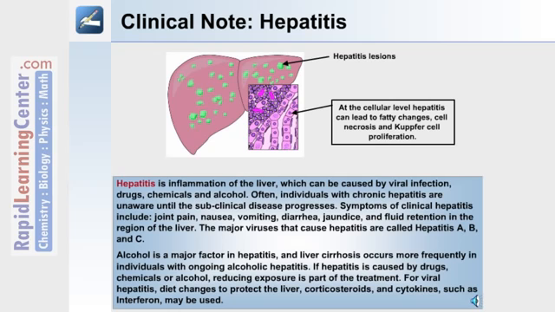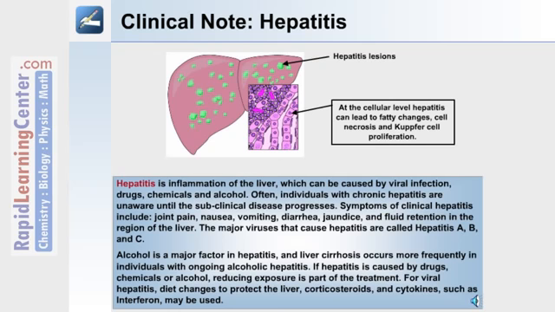Often, individuals with chronic hepatitis are unaware until the subclinical disease progresses and symptoms appear. The symptoms of clinical hepatitis include joint pain, nausea, diarrhea, vomiting, jaundice, and fluid retention in the region of the liver. The major viruses that cause hepatitis are called hepatitis A, B, and C. Also, alcohol is a major factor in hepatitis, and liver cirrhosis occurs more frequently in individuals with ongoing alcoholic hepatitis.